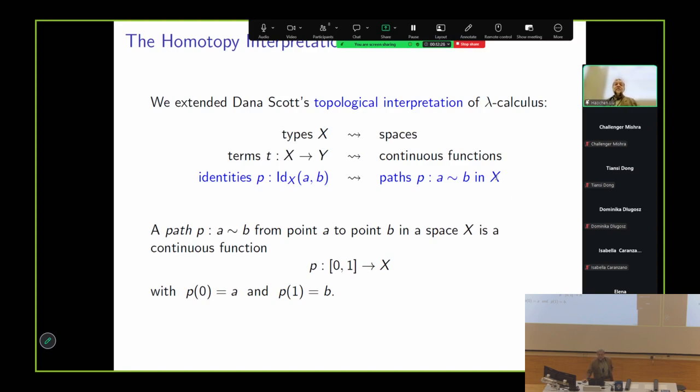If the type X is a space and the terms A and B of type X are points in the space, then a proof that A is equal to B is a continuous path from A to B in the space X. So that's the idea. Continuous path is, of course, just a continuous function from the unit interval.